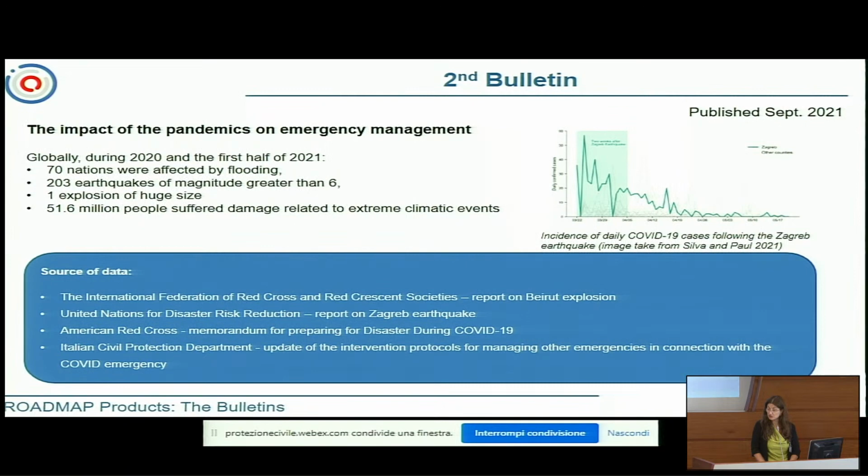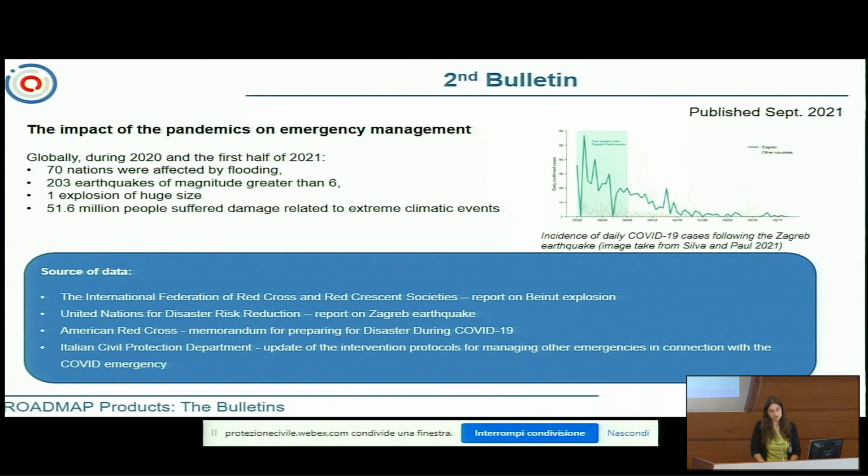We chose this topic because COVID forced the world to manage multi-risk events. In fact, in 2020 and 2021, many events occurred together with COVID, like floods, earthquakes, landslides, or explosions, and events related to climate change.